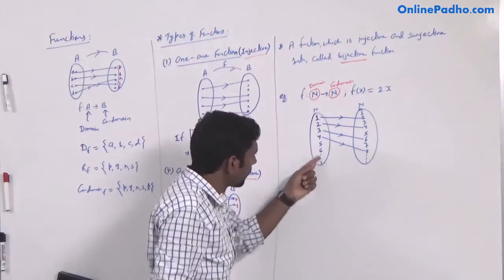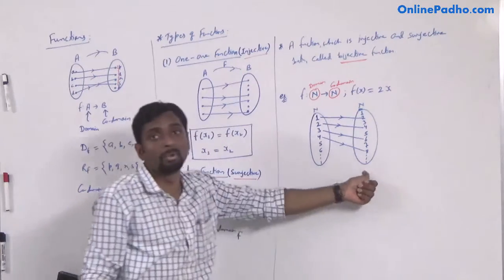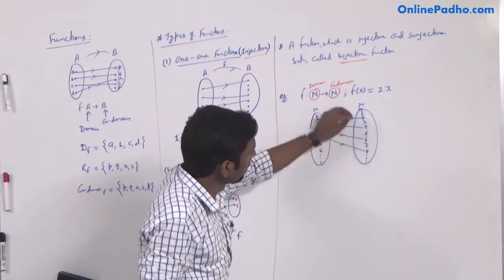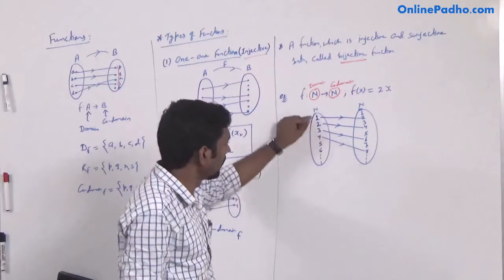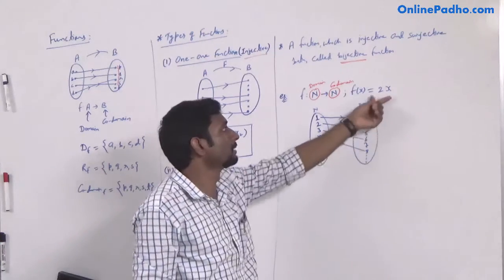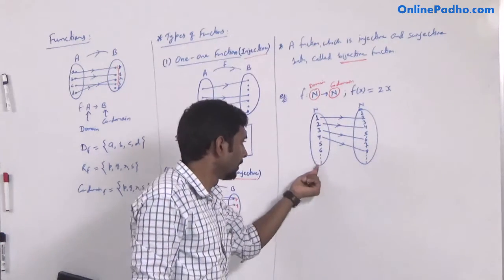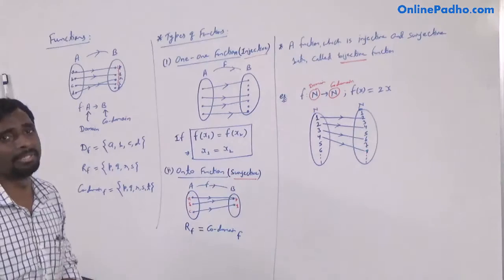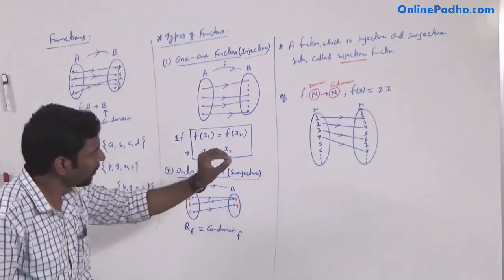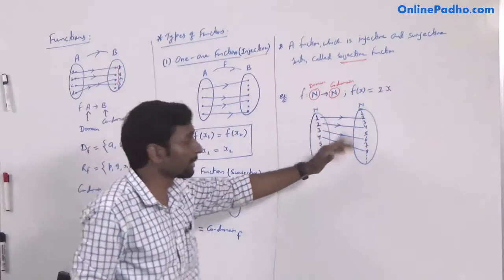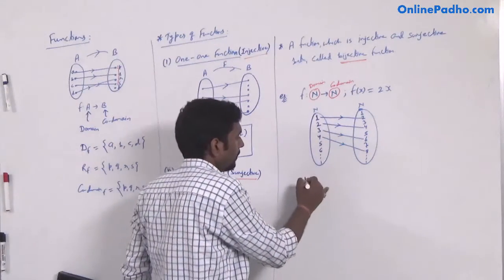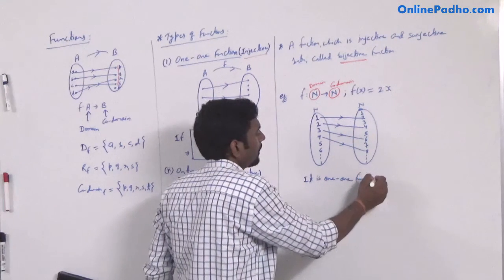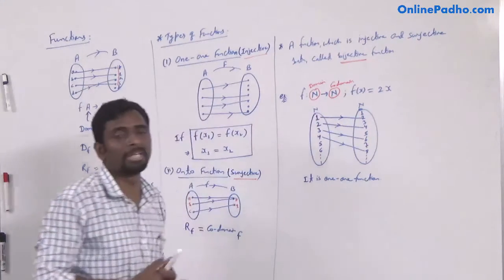For each and every element of the domain, there must be a unique image in its codomain. For each and every natural number, there must be a natural number in its codomain. If you consider 100, it must be 200. So for every element, there must be a single, unique image. You can hear from the name, one-one function. So we can say that it is a one-one function, or we can also say that this is an injective function. Injective or one-one, same thing.